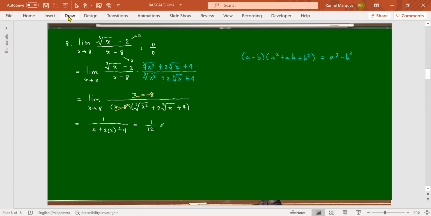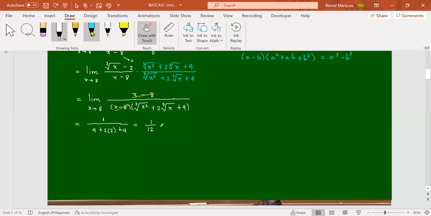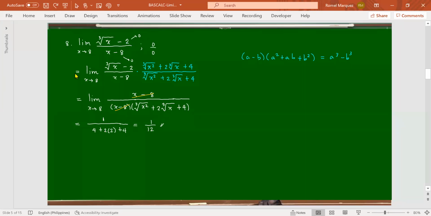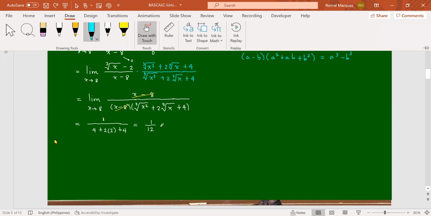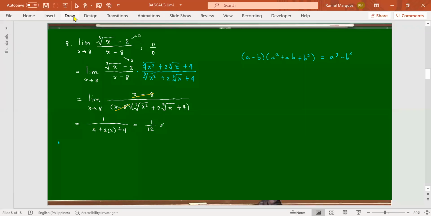Okay, let's have number 9. So this time, we're going to have limits naman ng coming from the left, coming from the right yung x this time. So we'll now have one-sided limits. Okay? Yan. So let's say we are asked to evaluate the following.